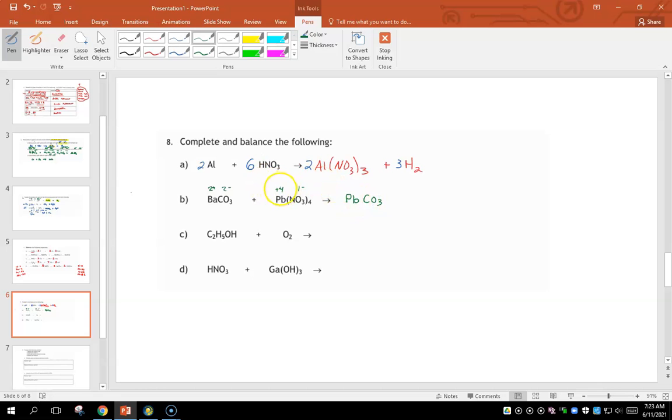Okay, lead's a +4, carbonate's a -2. Now, I'm not going to put a 2 and a 4, right? I'm just going to put a 2 there, because 2 carbonates, 2 negative 2s, would cancel out 1 positive 4. All right? Plus barium nitrate, barium's plus 2, nitrate's a minus 1.